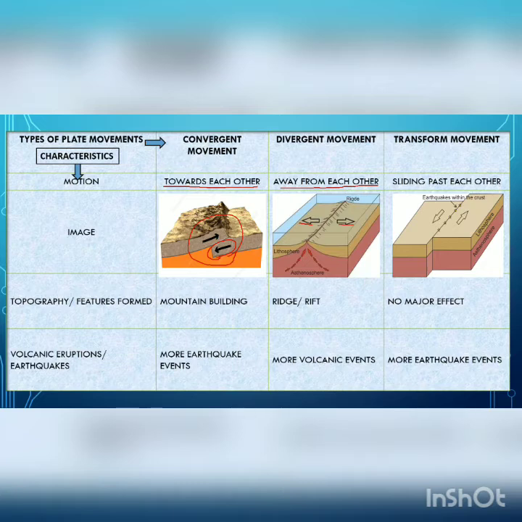In transform movement, the plates slide past each other. You can see here with the help of arrows, they have explained it. They are moving past each other, and they are associated with more of earthquake events.